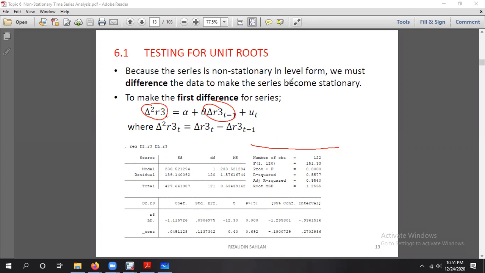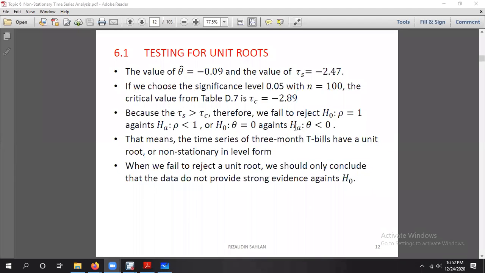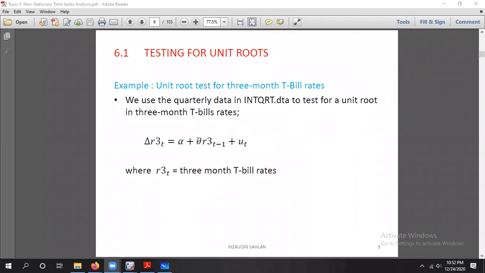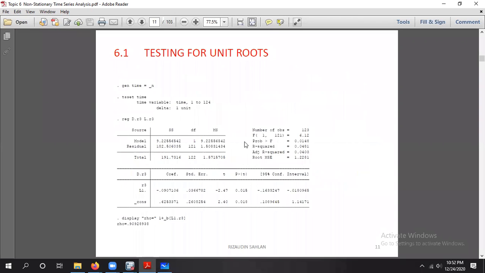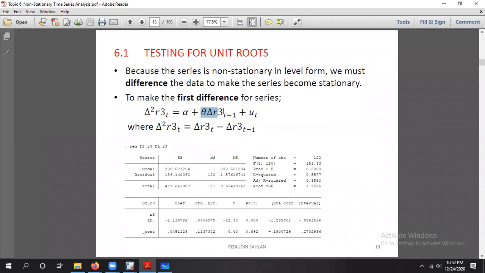We perform the unit root test, whether for the level form or for the first difference, based on this one. This one is referred to the first difference, but for this equation, this is referred to the level form, and this is for the first difference.